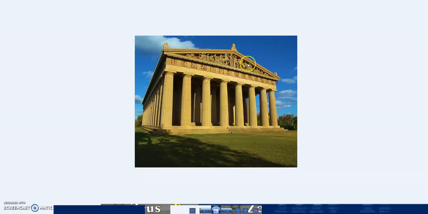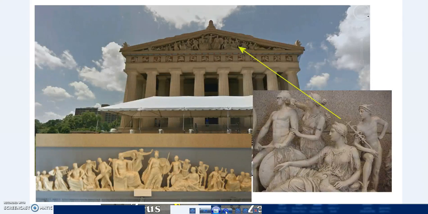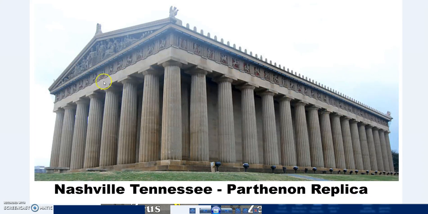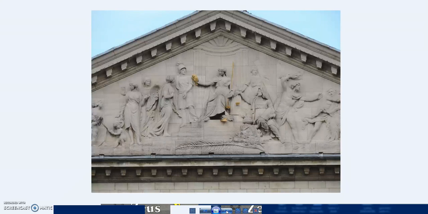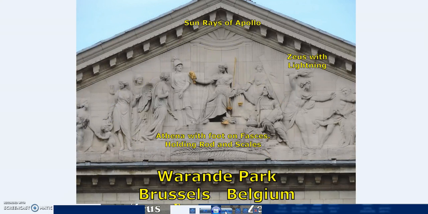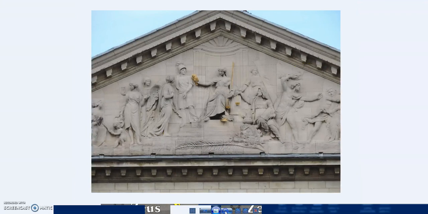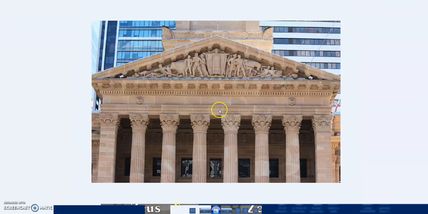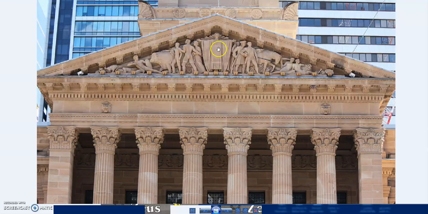So this is one side, but we'll have a look also at the other side, because again, Parthenon you can just sort of search. Okay, that's again the recreation there. But Waranda Park in Brussels in Belgium, and they have the same thing going on throughout. So back to Brisbane. What you have is this central figure, which is usually always Athena.